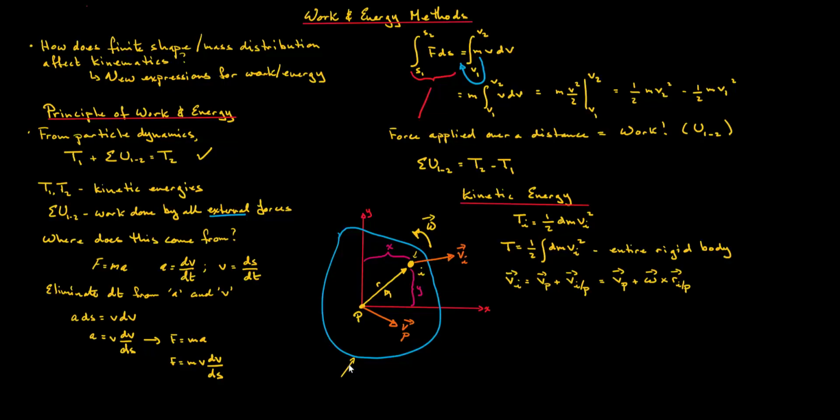So we can express this in Cartesian form. So we can say that v_P is just, we have an x component in the i direction and a y component in the j direction, plus omega. And we're going to assume that omega is in the k direction. And this will be crossed with the position vector. And our position vector is just x in the i direction plus y in the j direction.